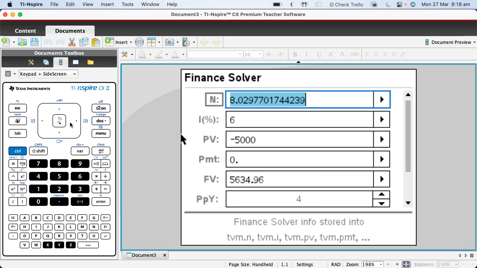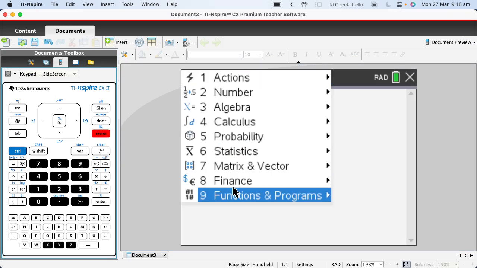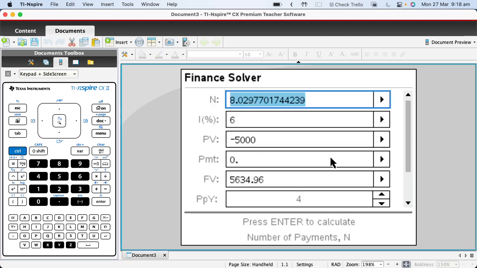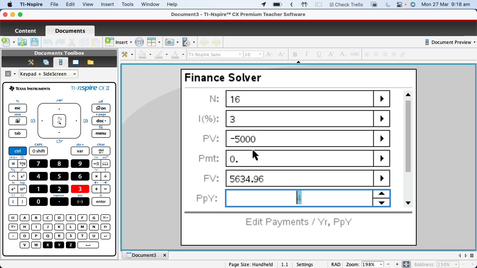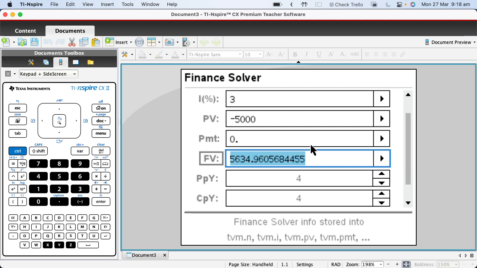So again, I'll quickly go through that very briefly. We're going to menu, we're going to finance, we're going to finance solver. We're putting in the things that we know. And we are pressing enter on the thing that we don't know, including the periods. We go to the thing that we don't know and press enter, and it will calculate it based upon the rest of the information. And that's basically how you use it.